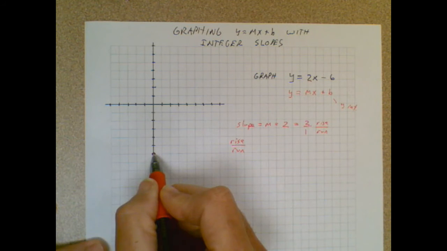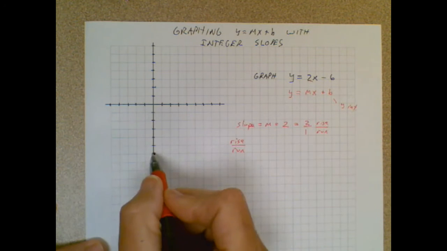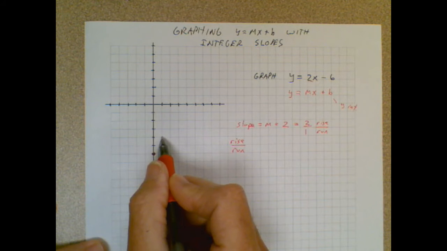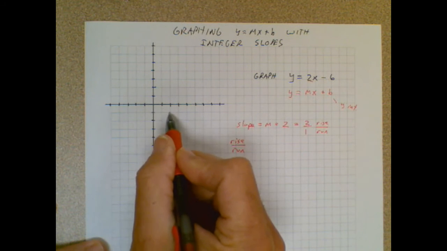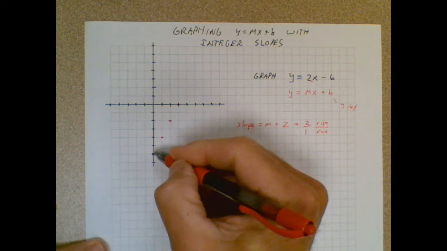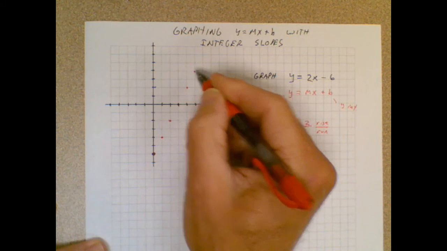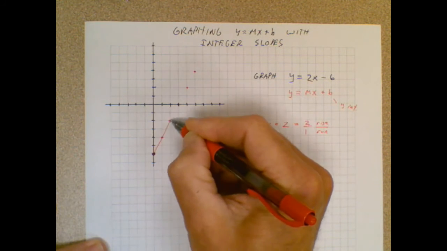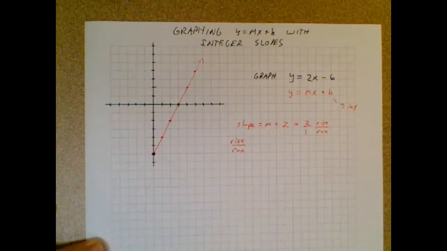So from my y-intercept negative 6, there it is, I now graph my slope of 2 up, 2 over 1. Rise of 2, run of 1. Rise of 2, run of 1. And I can just keep that pattern going. You could probably do that for about 37 years. Nothing would change. The pattern would stay the same. And so now I've just graphed that line.